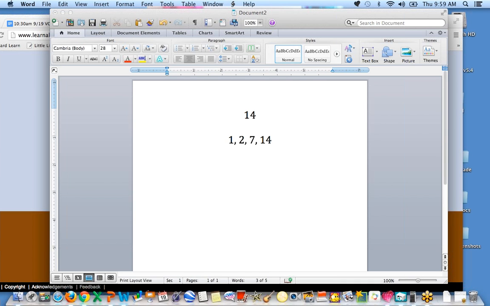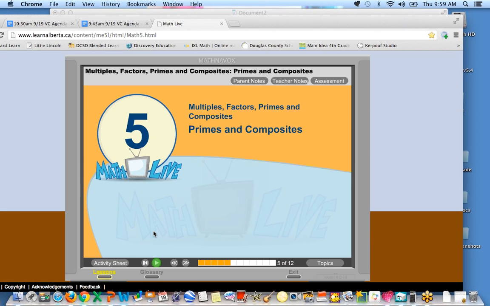That's right, Grace Elizabeth. 2 times 7 is 14. So what we just did is we listed the only factors of 14. Cool. And in the movie, they had shown us the factors of 12. All right, so now we're going to move into something a little bit more complicated, prime and composite numbers.